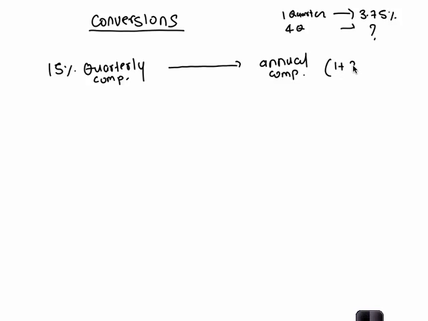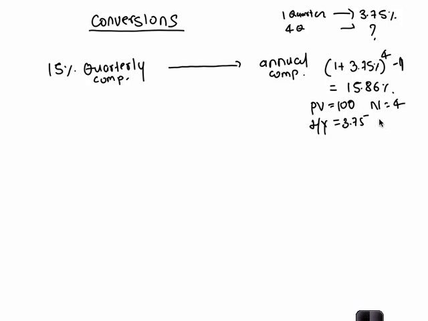So we will say 1 plus 3.75% raised to 4 minus 1. How much would that be? 15.86%. If you do not want to use the formula, an alternate TVM route is set your present value to be 100, set your IY to be 3.75, set your N equal to 4, and then compute future value. Should we go ahead?